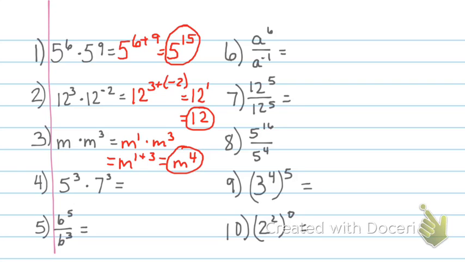This one might be a little tricky. The m that's by itself, you have to put that 1 exponent on it. Otherwise, you're going to get the wrong final answer. You have to add together the 1 plus 3 to get m to the 4th power.